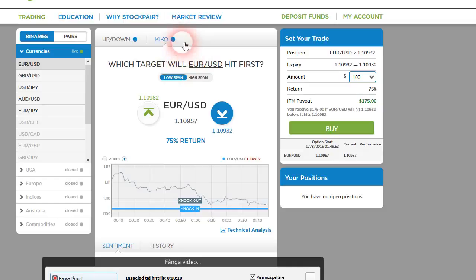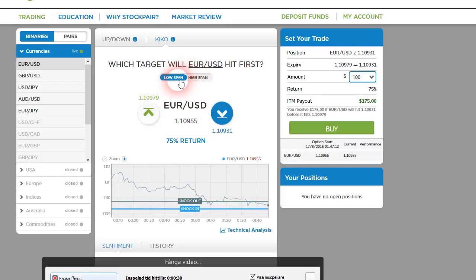They don't use expiries, which is typical for binary options. If you want to trade binary options, you normally have to choose expiry as well as the direction of the trade. But in this case, the Kiko option allows you to only choose either up or down and low span or high span.